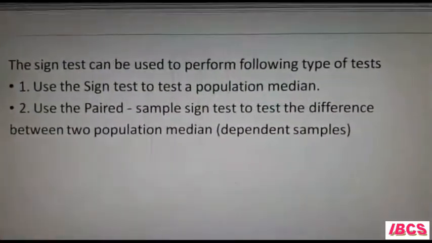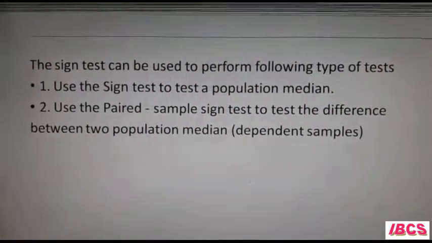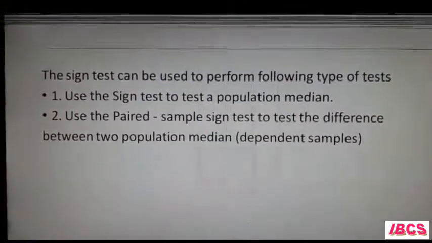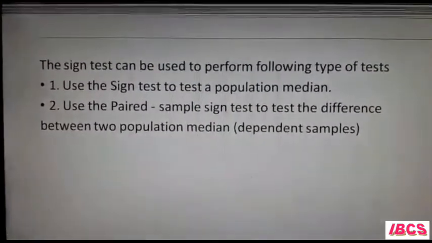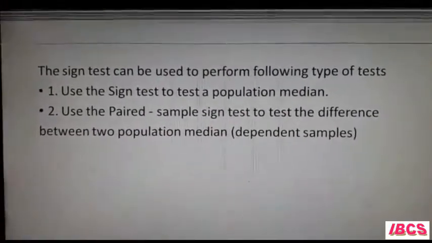The sign test can be used to perform the following types of tests: use the sign test to test a population median, and use the paired sample sign test to test the difference between two population medians, where the samples are dependent.